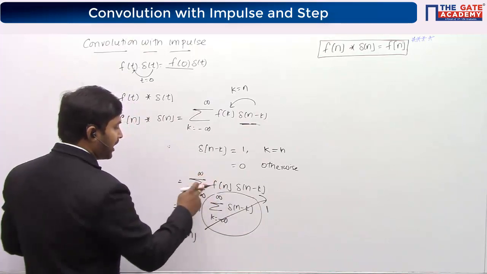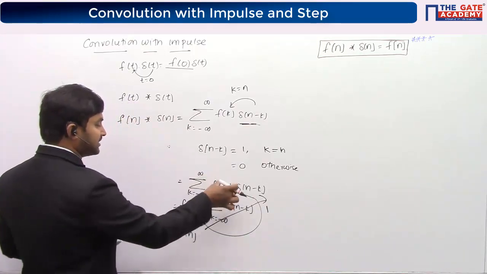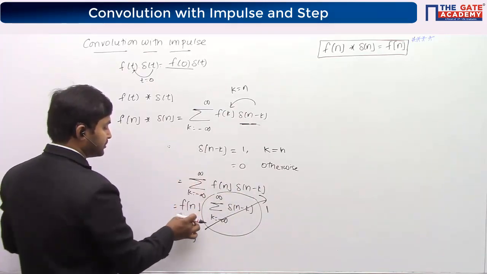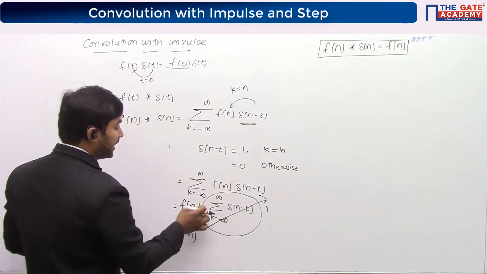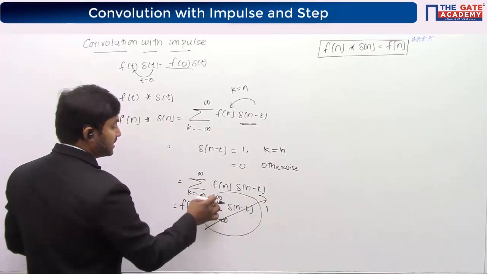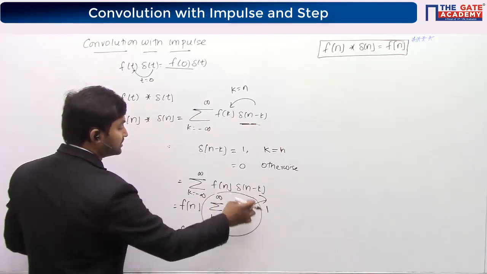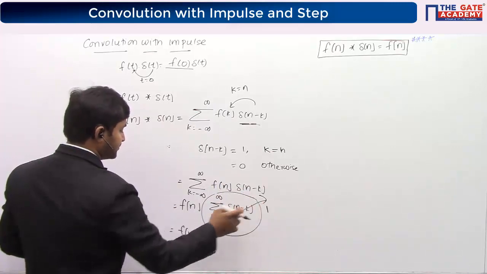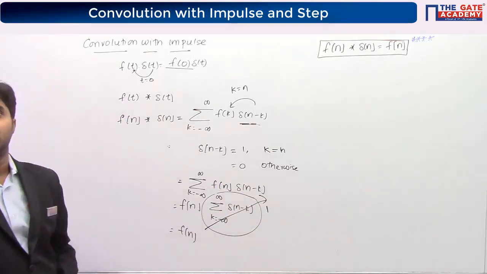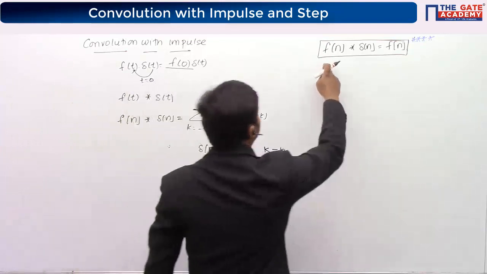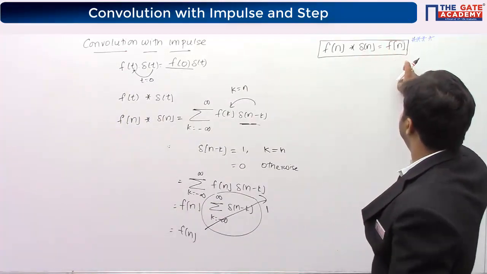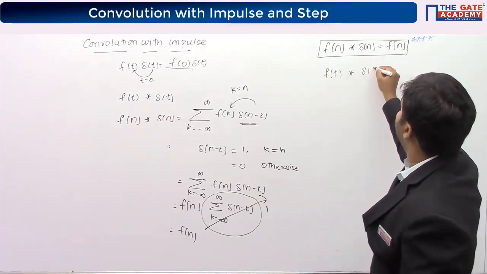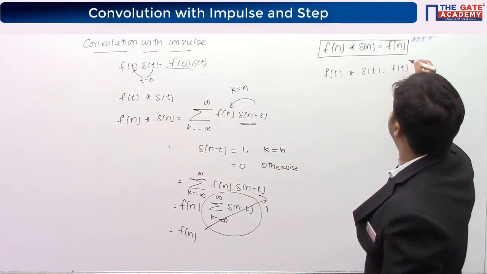It is not dependent on n. So this can be considered as constant. It can come outside as it is not changing with respect to k. So f of n multiplied by summation of all the samples of del of n minus k. We know that the area or the summation of all the samples of the unit impulse will be equal to 1. So the result is f of n. Okay, so f of n convolved with del of n is equal to f of n. We can also write in the continuous time domain that f of t convolved with del of t will also be the same result, which is going to be equal to f of t.